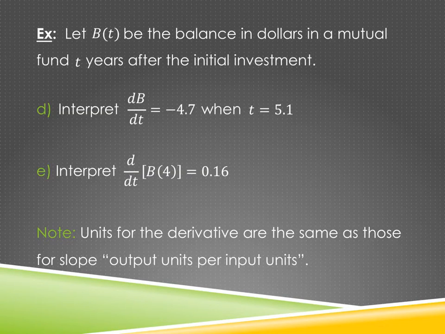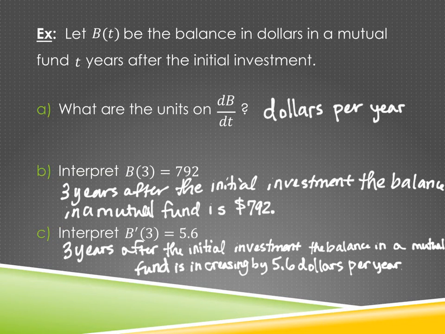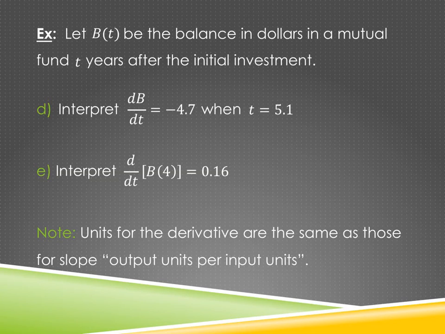Okay. This one says interpret dB dt equals negative 4.7 when t equals 5.1. So it looks really complicated, it looks kind of messy, right? But all the notation is there, it's just formulated slightly different than the last problem. The last problem had the input inside the parentheses. This one has the input outside at the end, t equals this. So the t equals this is the when that we start with. So how will I start? What's the when? 5.1 years. So 5.1 years after the initial investment.